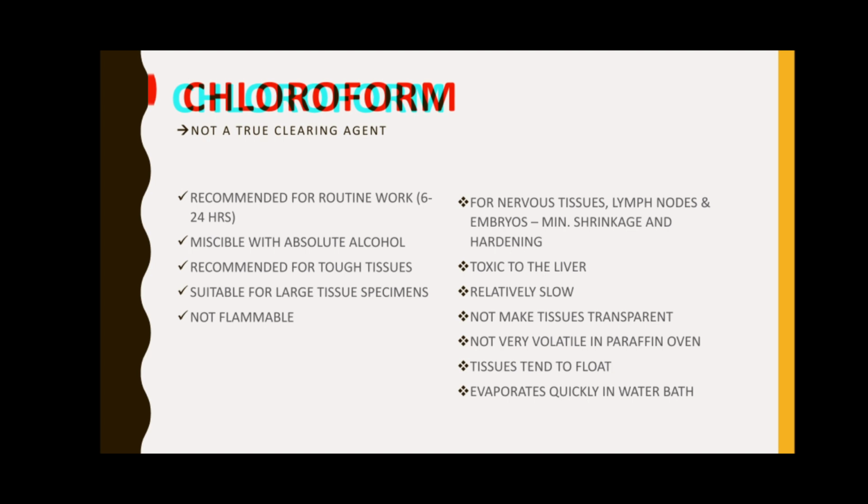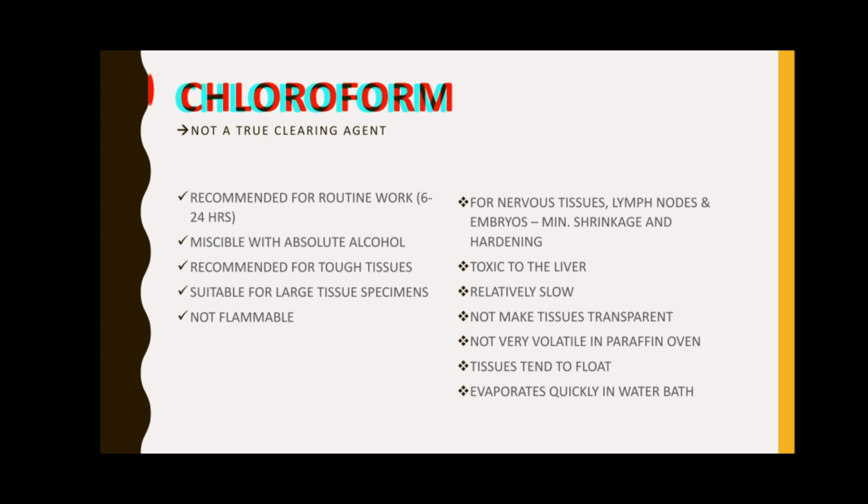It is not very volatile in paraffin oven, hence is difficult to remove from paraffin sections. It may even produce considerable deterioration of the wax. Its vapor may attack the rubber seal used in vacuum impregnating bath, and complete clearing is difficult to evaluate. Tissues also tend to float in chloroform, but this may be avoided by wrapping the tissues with absorbent cotton gauze to facilitate sinking of the section in solution.